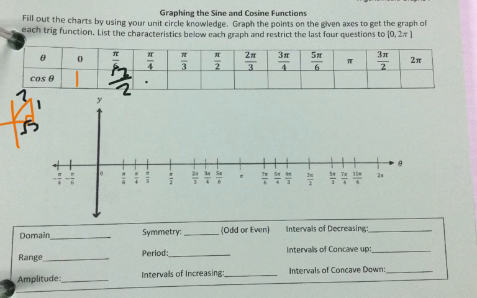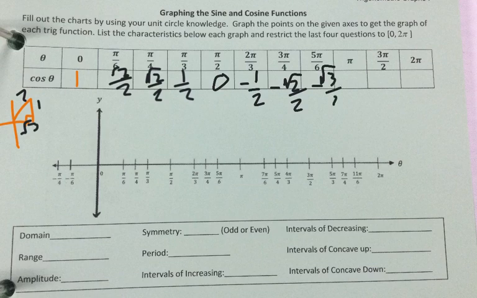Cosine of pi over 4 is radical 2 over 2. Cosine of pi over 3 is 1/2. Cosine of pi over 2 is 0. Cosine of 2 pi over 3, negative 1/2. I move to the second quadrant now. Cosine is negative. Cosine of 3 pi over 4 would be negative radical 2 over 2, 5 pi over 6, negative radical 3 over 2. Cosine of pi is negative 1.